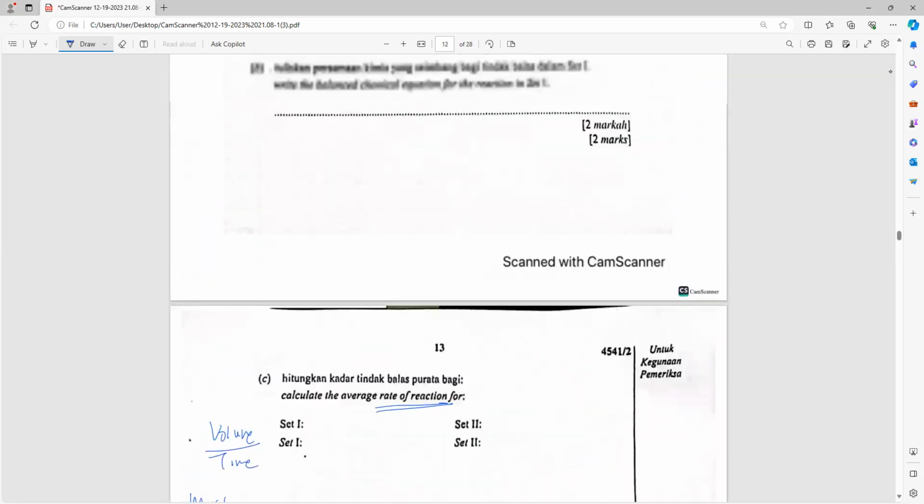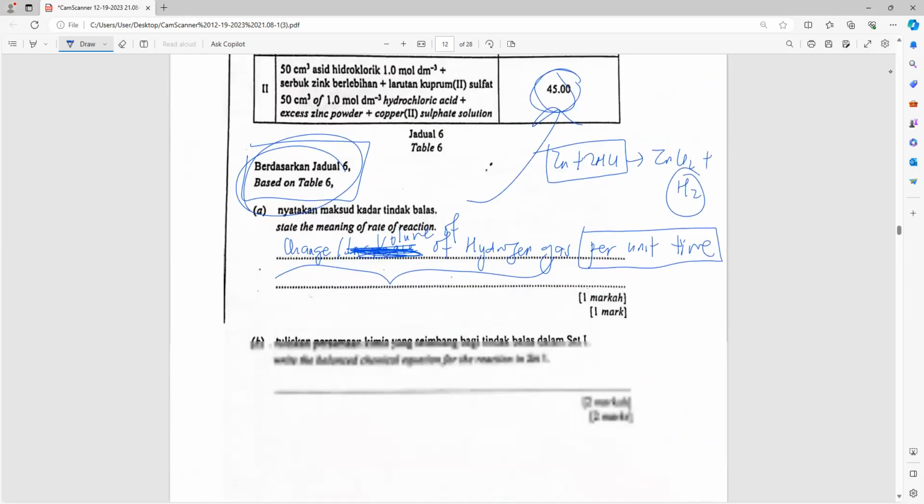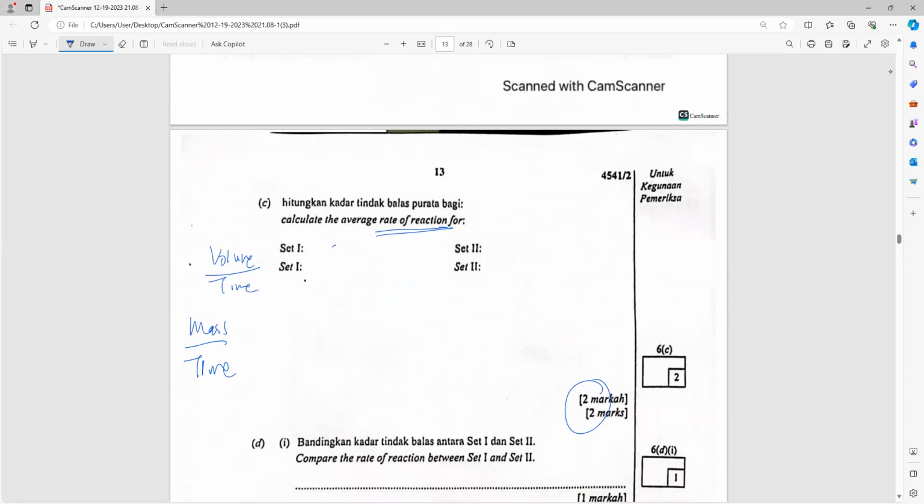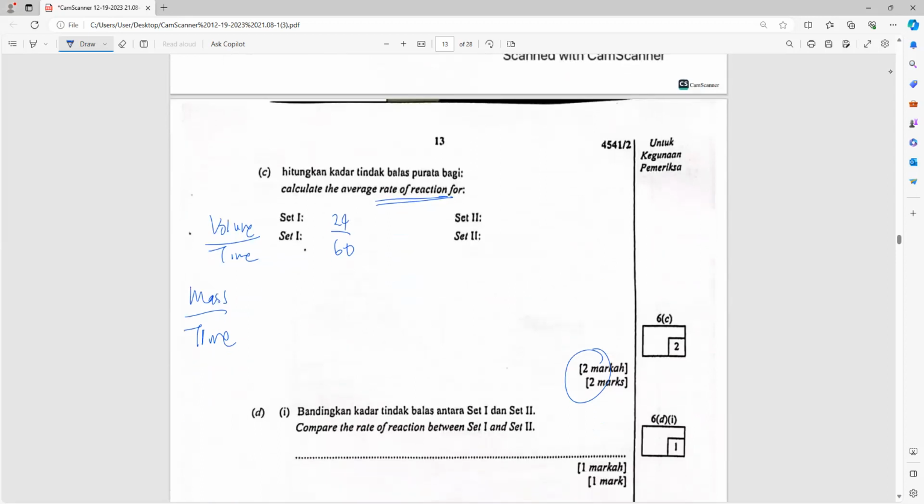Okay, so for the first one here, it is 24 over 60. Everybody press calculator. 24 over 60, what do you get? 0.4. Very good. 0.4 cm cube per second. We always use per second, that's why you change your minute to second. And then 45 over 60, what do you get? 0.75 cm cube per second.